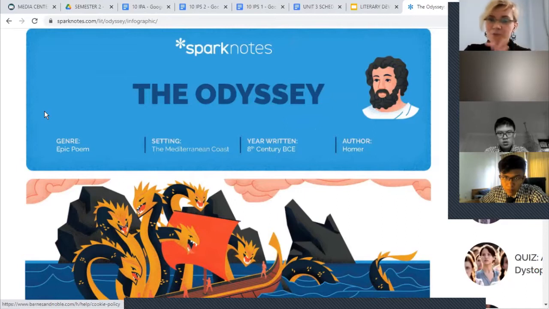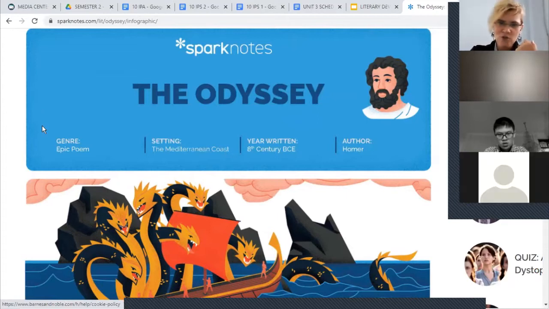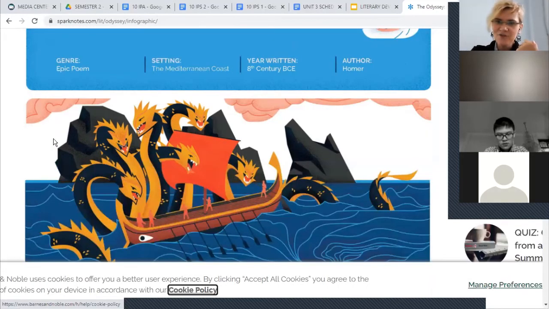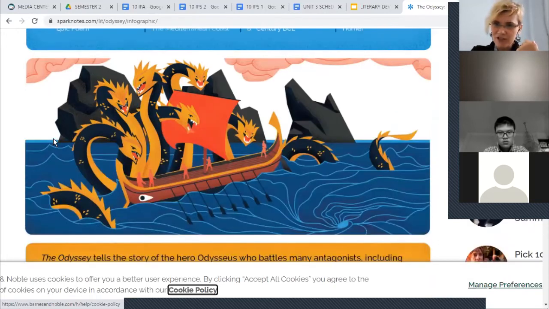The year that this book was written was in the 8th century before Common Era, that means before Christ, and the author is Homer. So it's a super old story. And as you've already noticed, it's Greek mythology. I don't know if you guys are aware of that.